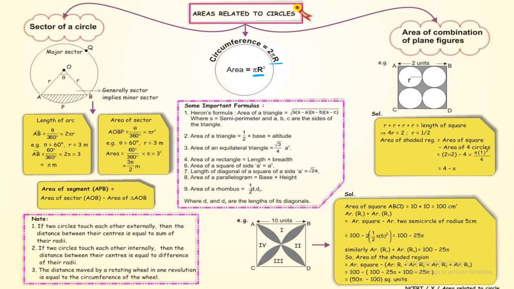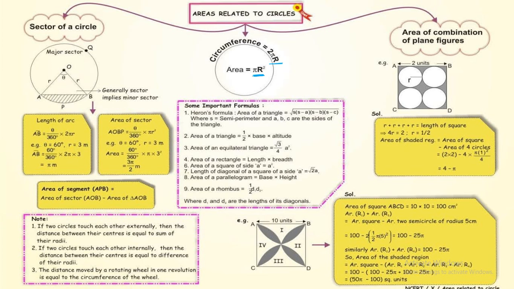Next, when a chord is drawn, the given circle is divided into 2 parts, the major segment and the minor segment. In the same way, when radii are drawn, we have a major sector and a minor sector.